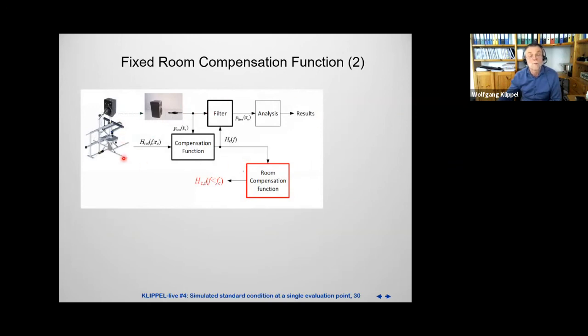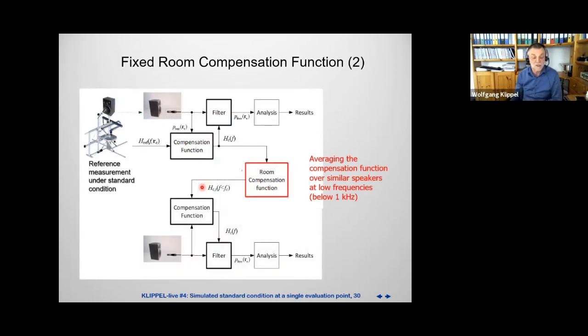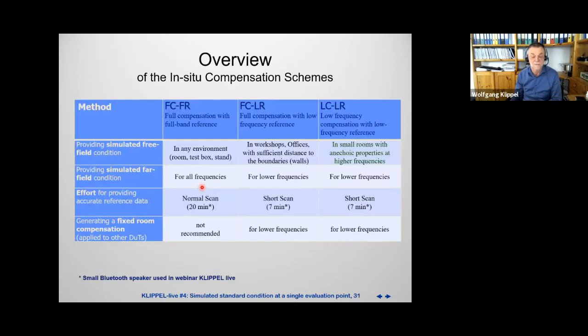You are doing your normal room correction function. You get that. You select only the low frequency part and forget the high frequency part, and then you are doing that again for different loudspeakers. You are averaging that, and if you find that the variance is relatively small, then you apply it to similar speakers. That's the whole idea.